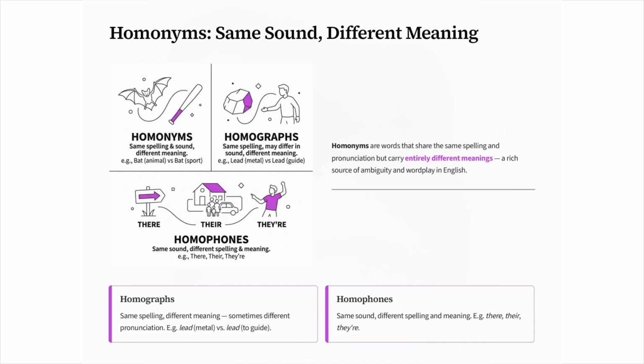Homophones, by contrast, are words that sound the same but differ in spelling and meaning. Examples include there, and there. These distinctions are especially important for learners of English because they can create confusion in both speaking and writing. From a lexical point of view, homonymy reminds us that identical forms do not always mean identical meanings. Therefore, context is essential for correct interpretation.